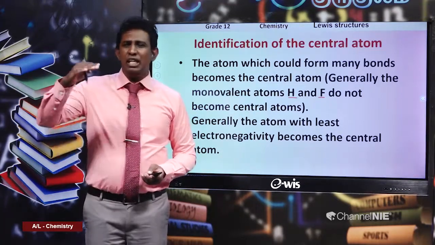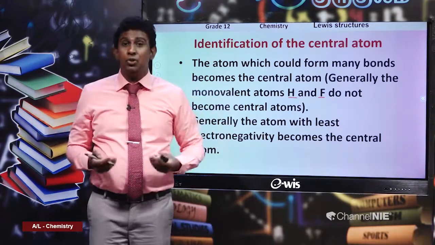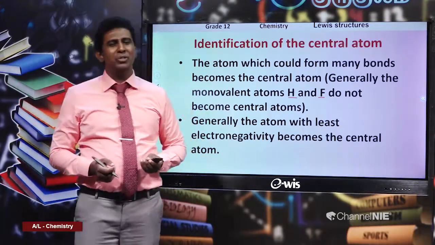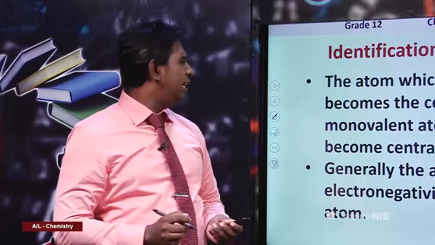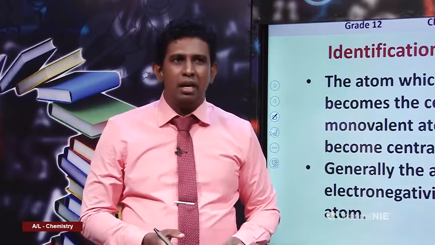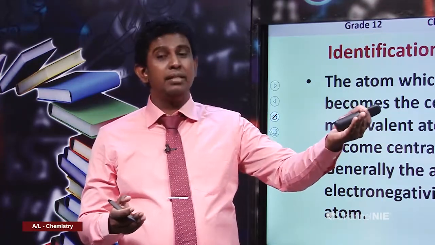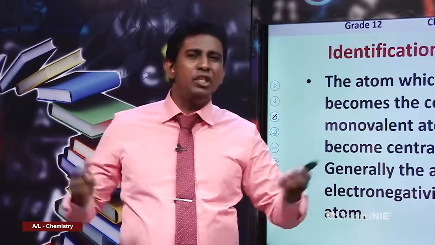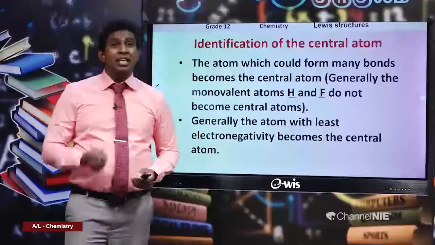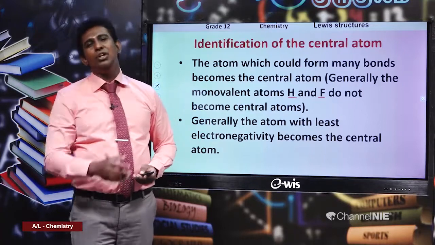When you compare the electronegativities of atoms, you need to have just a comparative idea. You shouldn't memorize those values for all the elements. No, you shouldn't. But students, you need to have simply a comparative idea: how is the electronegativity of this compared to that? It's less compared to this, it's more compared to that. In that manner, you need to have at least a rough idea. That's enough here. The least electronegative atom is going to be the central atom.